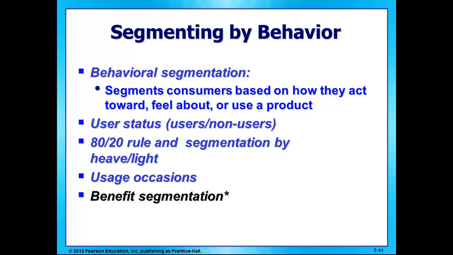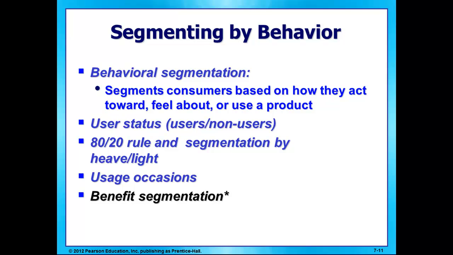And this product was known as Zima. Some of you may remember it. It was highly successful at the time it was introduced, and it's interesting that it was actually mixed with fruity type drinks, including Jolly Ranchers, for example. That's an example of using user status to segment the market.